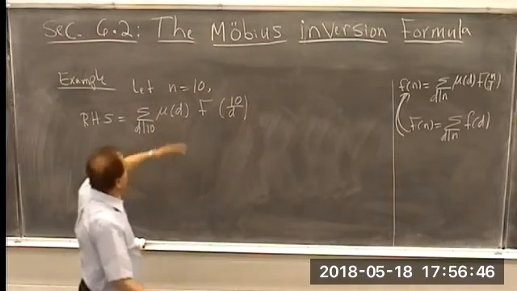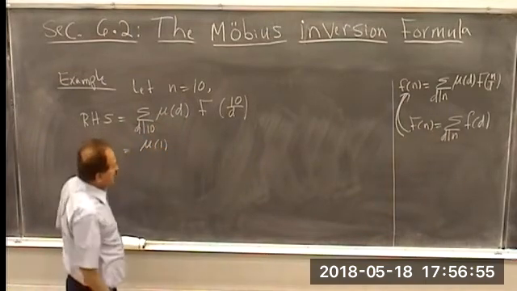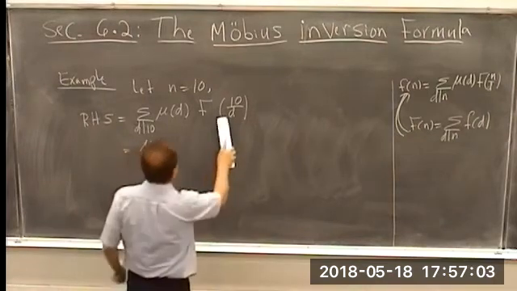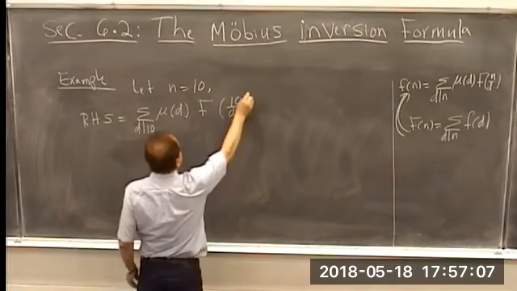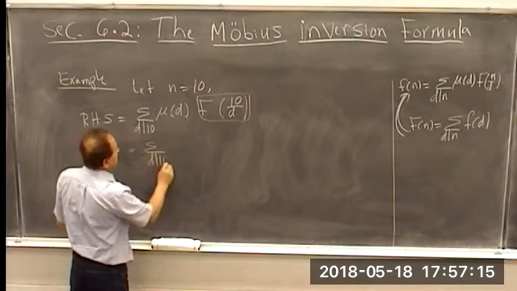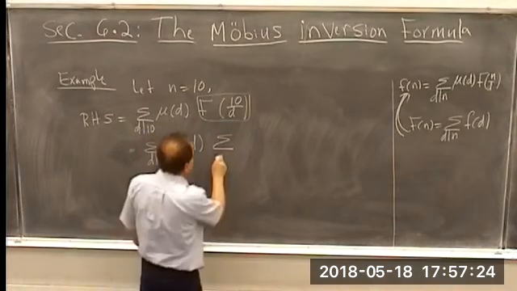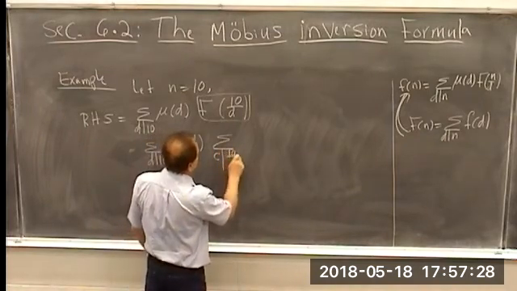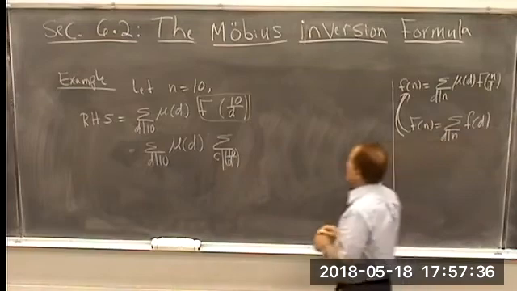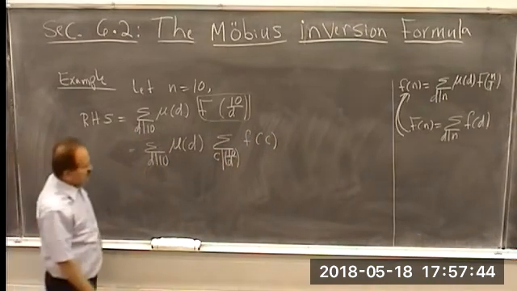We can carry out and expand this. Actually, let me do one other thing: I want to substitute for F of 10 over d what it is equal to. So this is equal to the summation over d dividing 10 of mu of d times the summation over another divisor c dividing 10 over d of f of c, like this. So we have a double summation here.